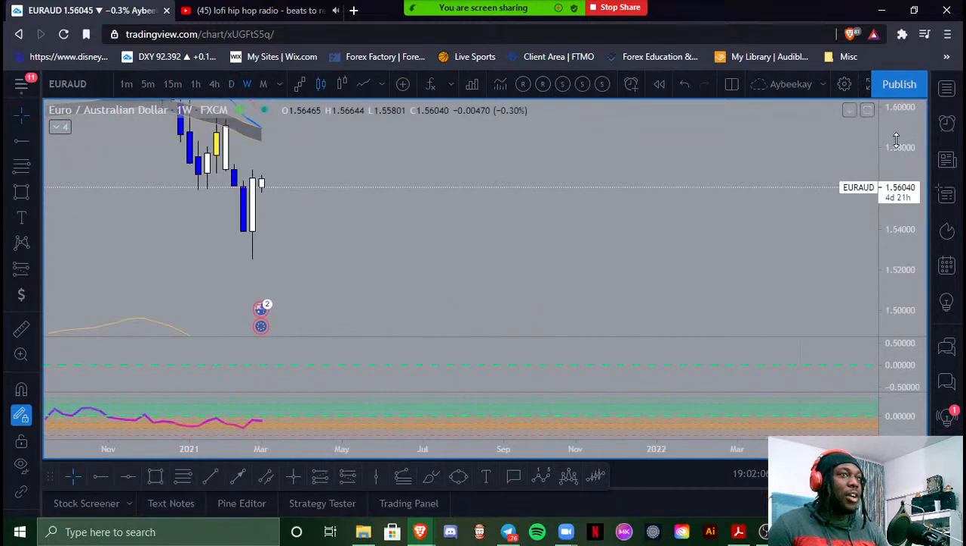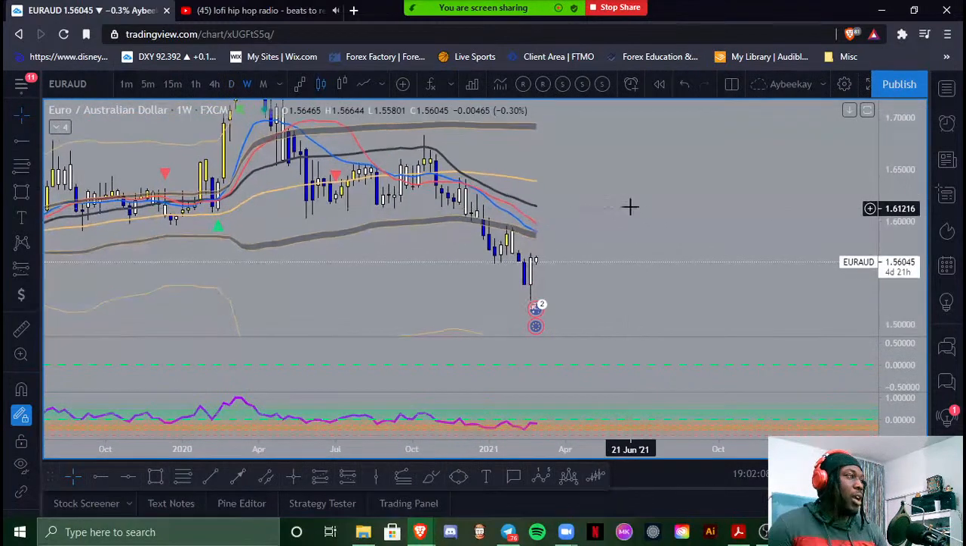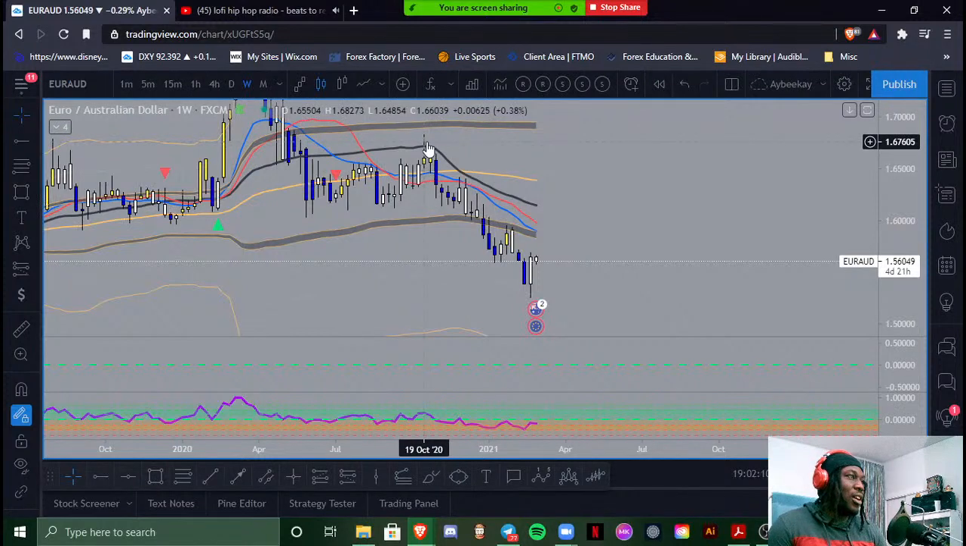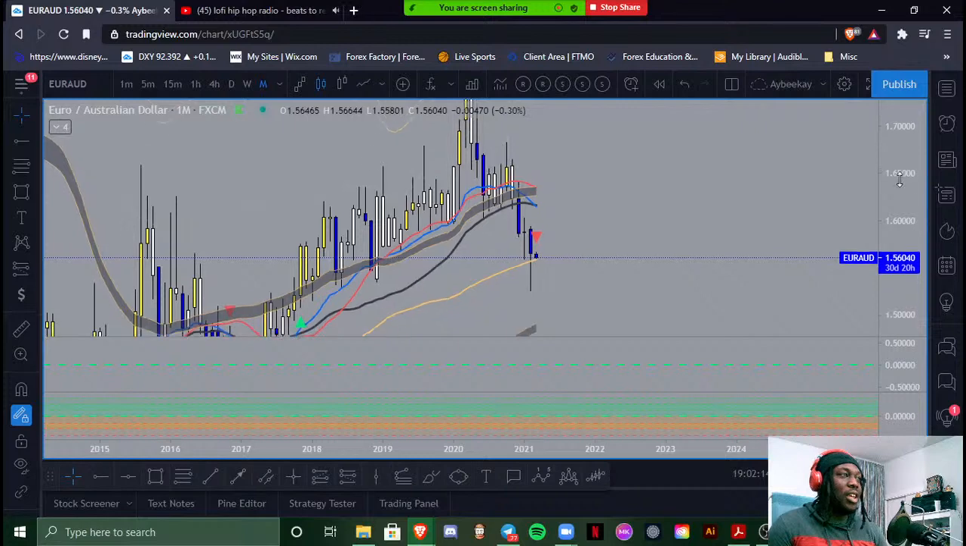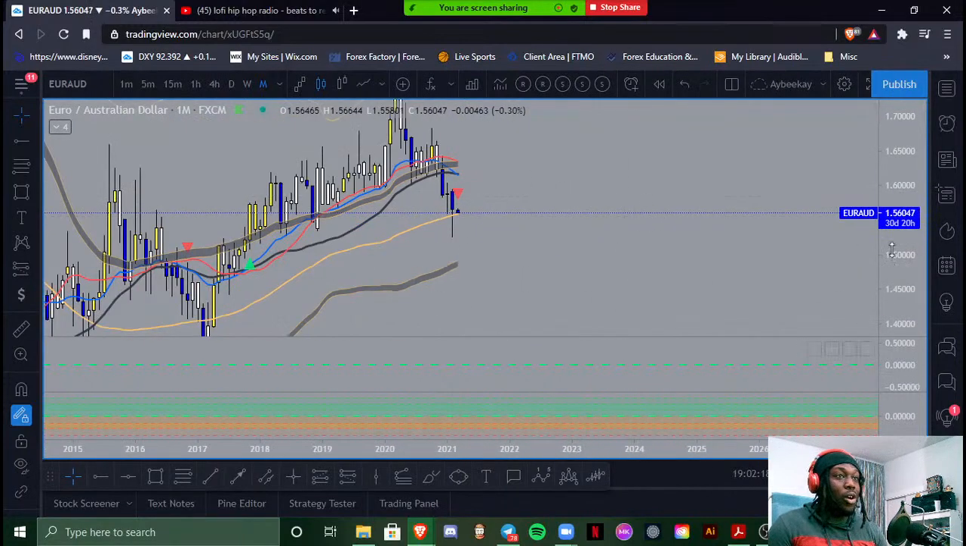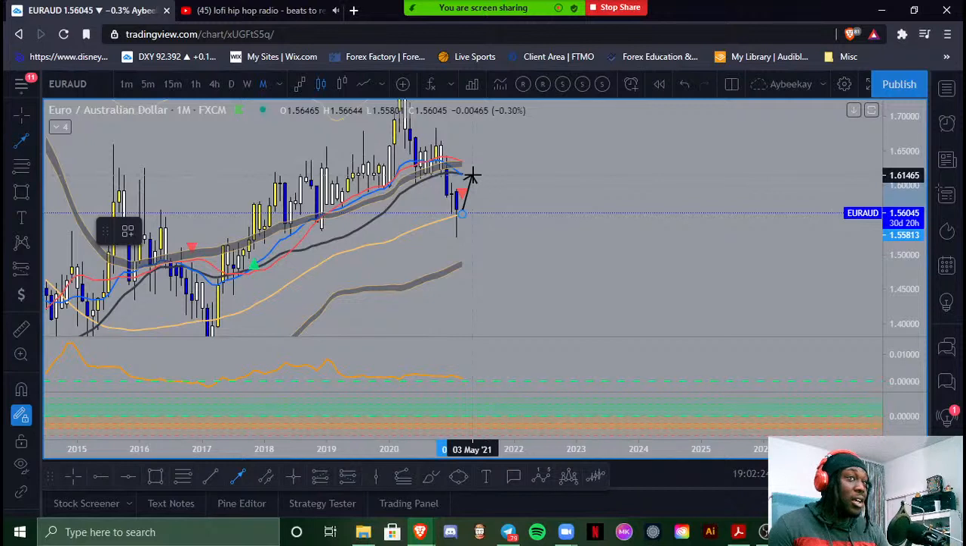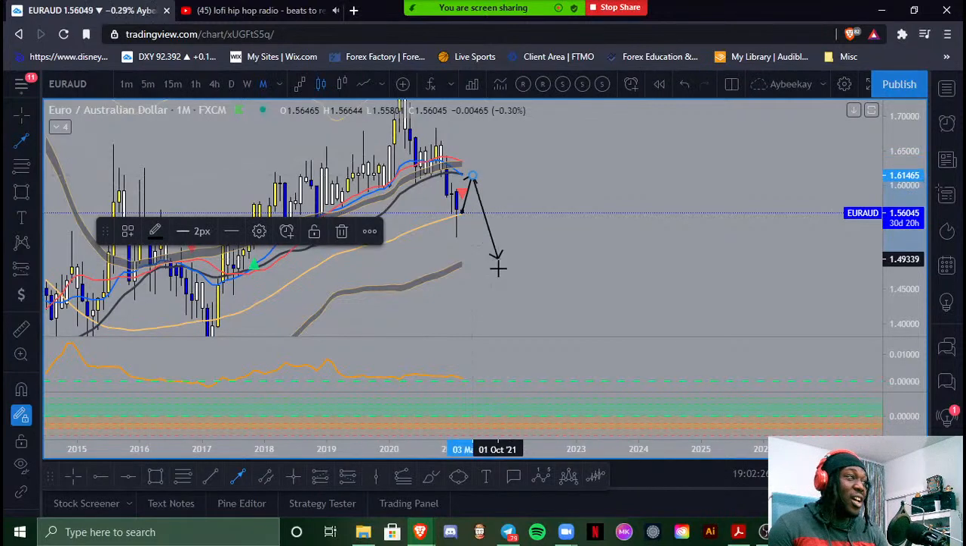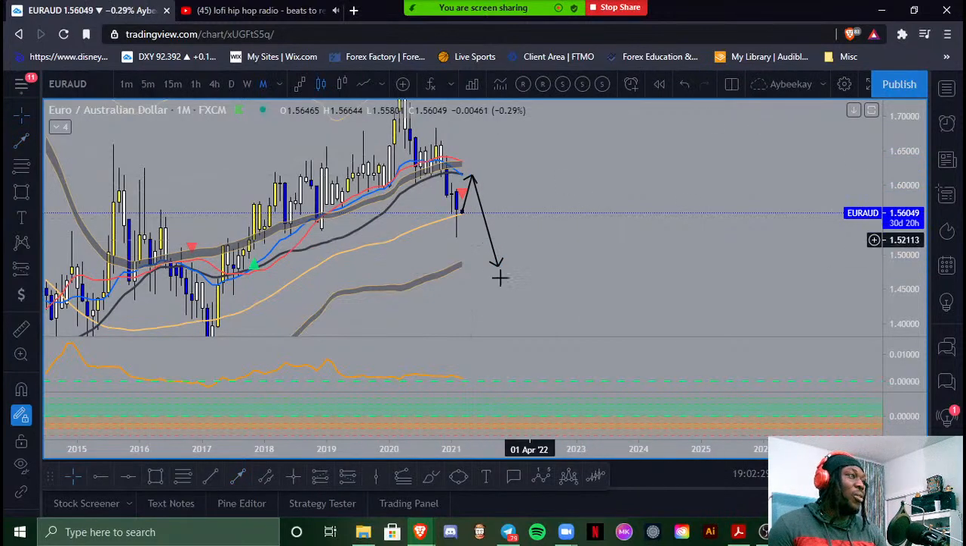A weekly time frame, very much bearish. I remember when I called this back in October. That's funny. And monthly is just calling for a sell. Now, you have to wait a whole 30 something days for this to happen. What I could very well see is price pushing back up to 1.61465 and then dropping. So that would be interesting if this happens.